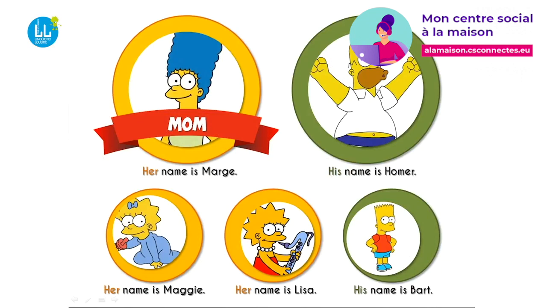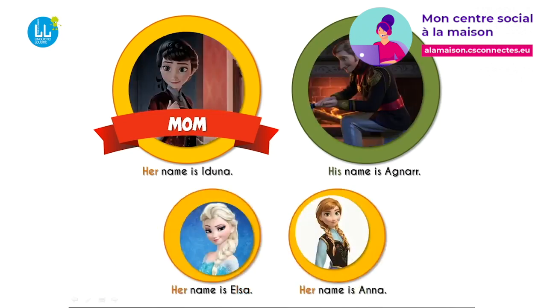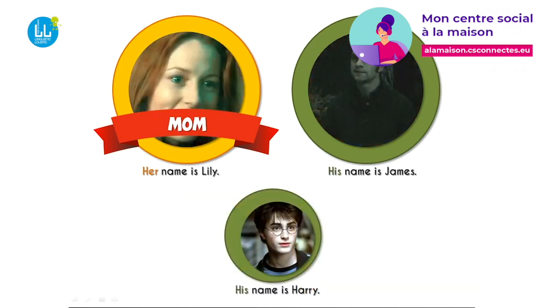Marge is Maggie's, Lisa's, and Bart's mom. She has 2 daughters and 1 son. Iduna is Elsa's and Anna's mom. She has 2 daughters. Lily is Harry's mom. She has 1 son. Harry is an only child.